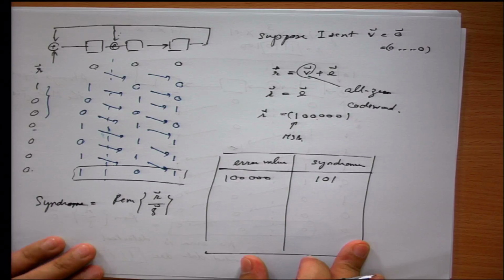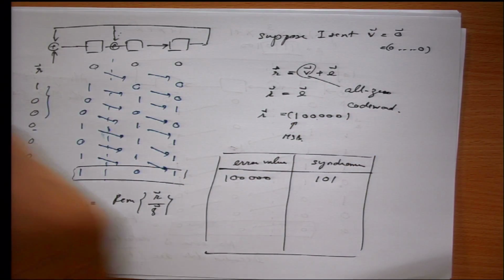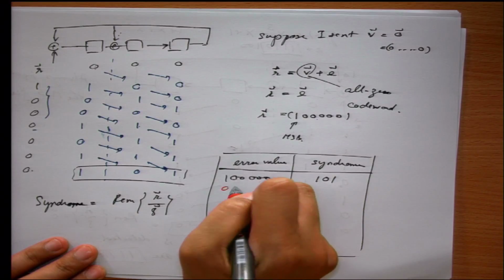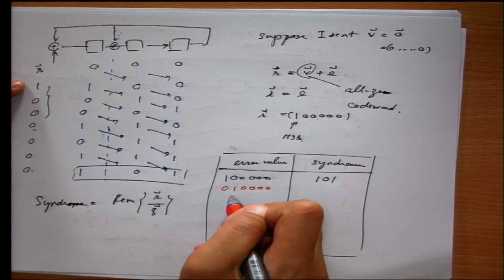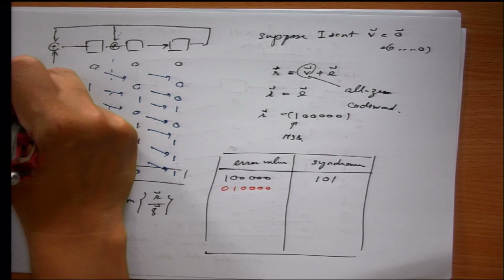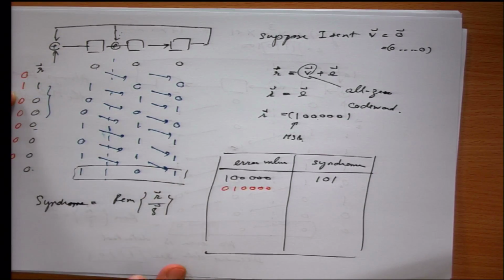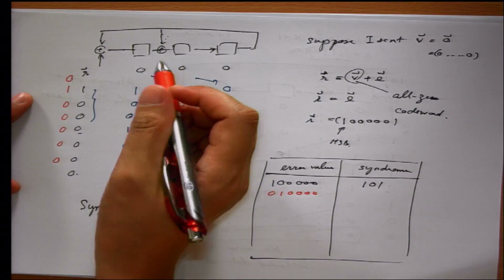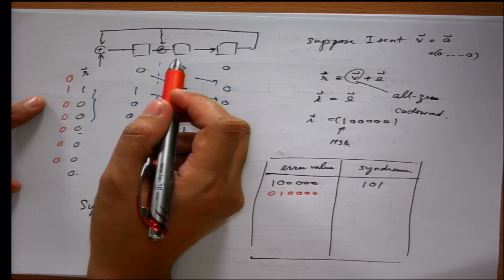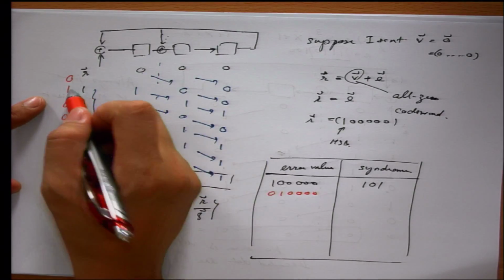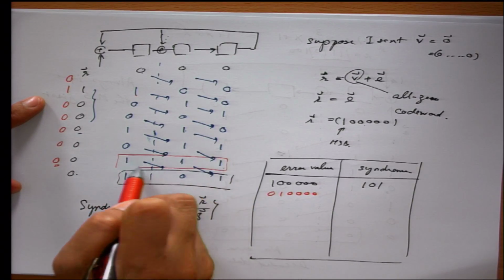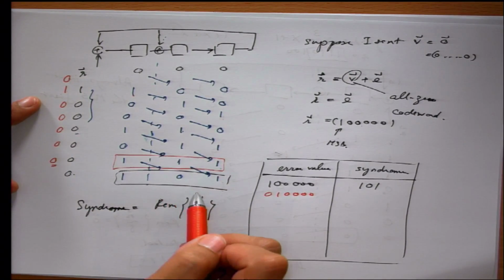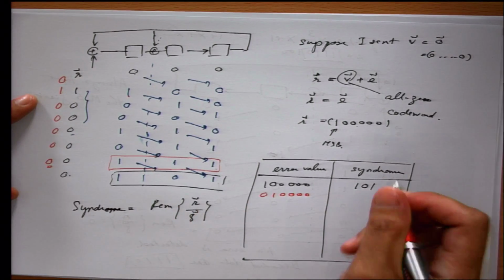Now, if you have another error, suppose my error is 0, 1, 0, 0, 0, 0. I mean only 1 bit, but it's in the second bit position. What happened is that I input 0 here. The first 0 getting in, everything is the same. When this one gets in, you get this. When the last bit gets in, you get this. So this is the remainder for the error value of 0, 1, 0, 0, 0, 0. It's 1, 1, 1.